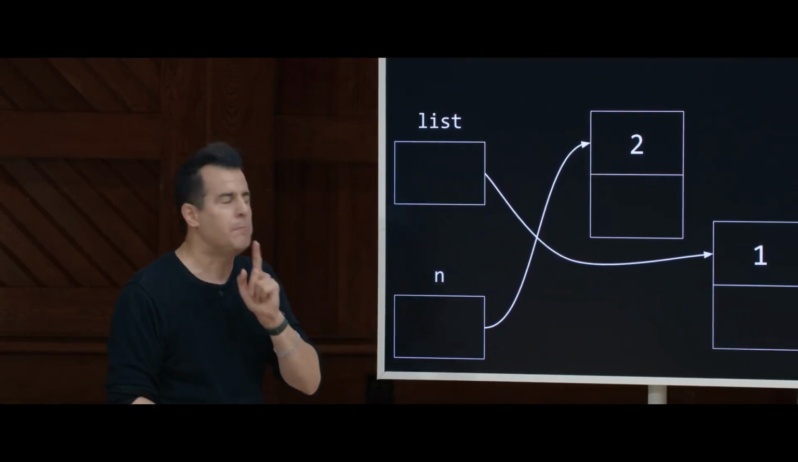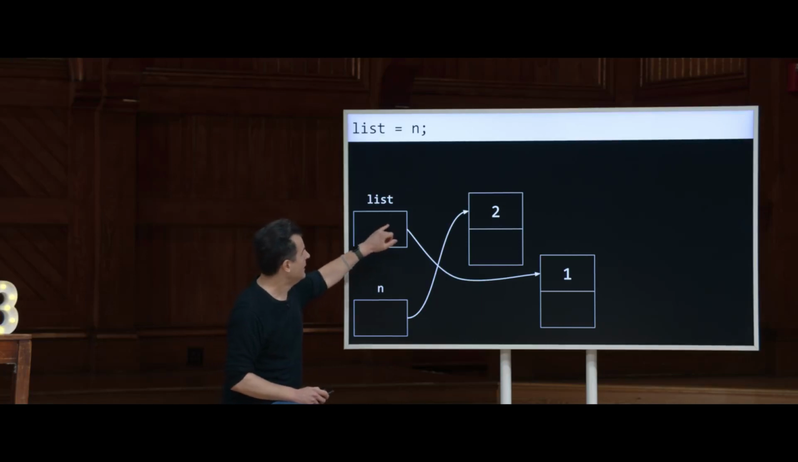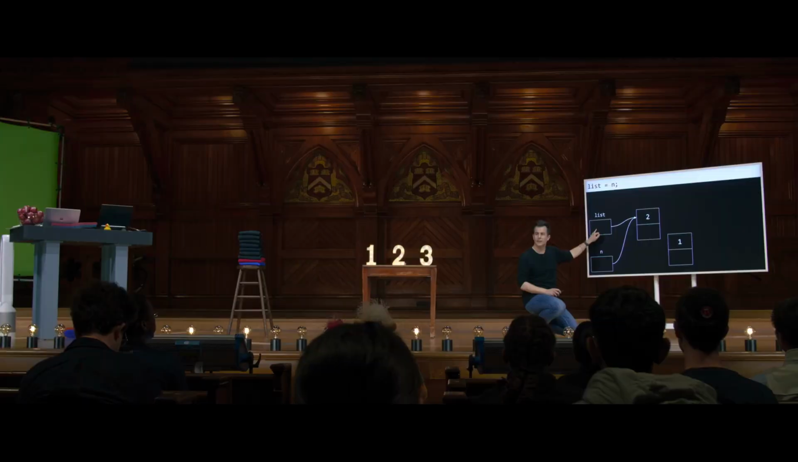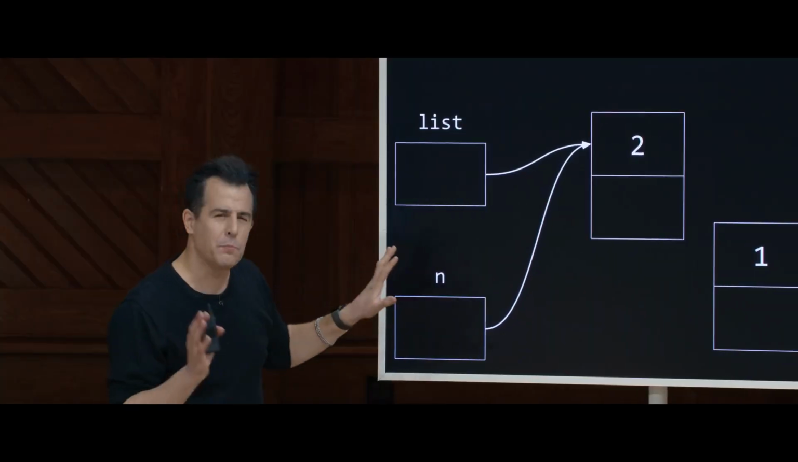Here's how I could proceed to maybe do this wrong. Let me go ahead and update, for instance, list equals n. So if I update list equaling n, that's going to point the list at this new node. But what has just happened? What did I do wrong? Yeah. So nothing's pointing to 1.